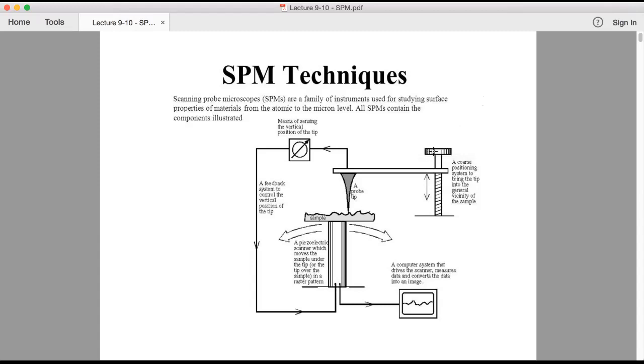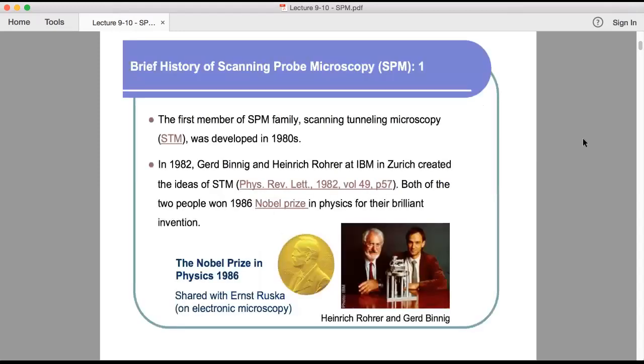Right, so we'll talk a little bit about the history of SPM. The first member of scanning probe microscopy is the STM, or scanning tunneling microscopy, which was developed in the 1980s. The optical microscopes were the first type of microscopes developed and used for scientific research, but it was soon discovered that there was a limit to their capabilities, because when we try to view specimens smaller than the wavelength of light, the image becomes blurry or distorted due to diffraction.